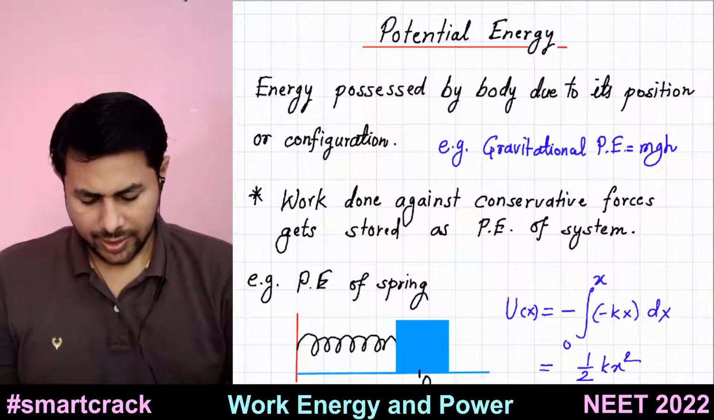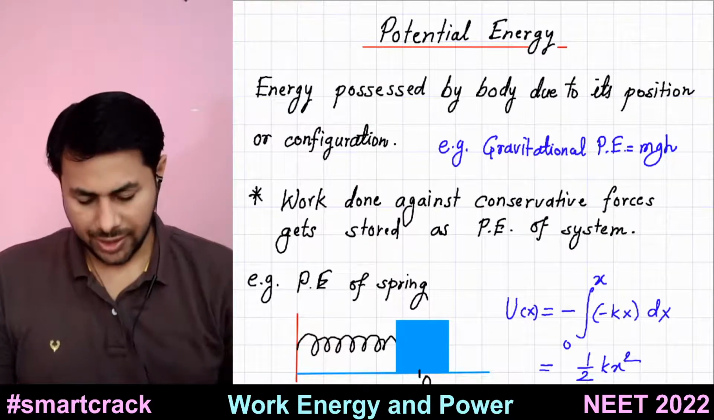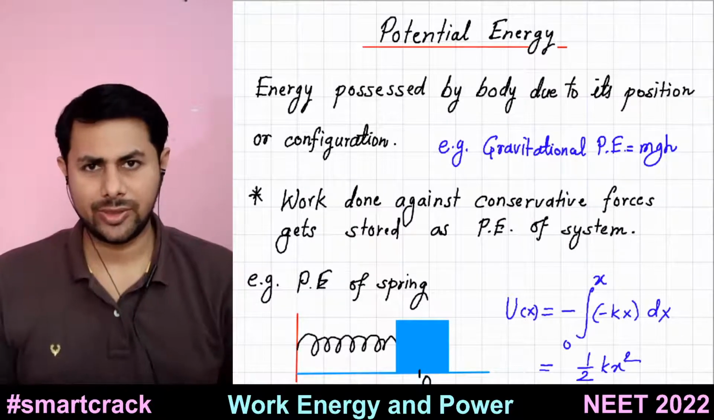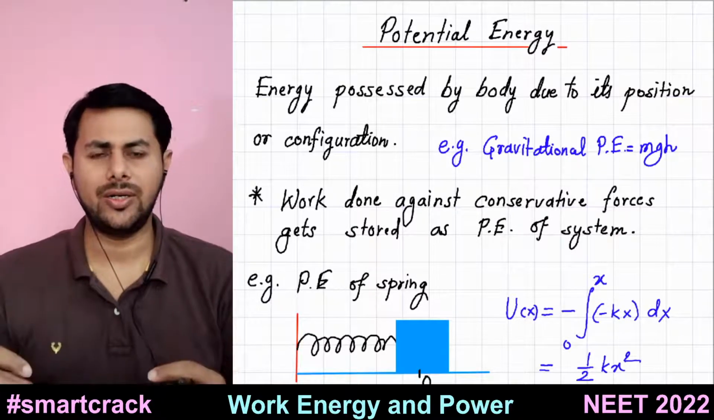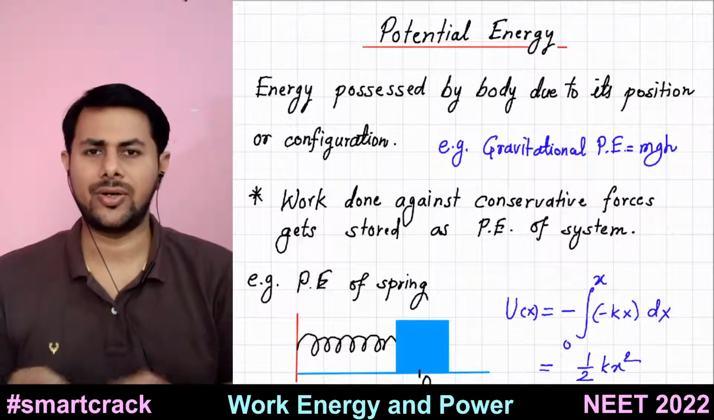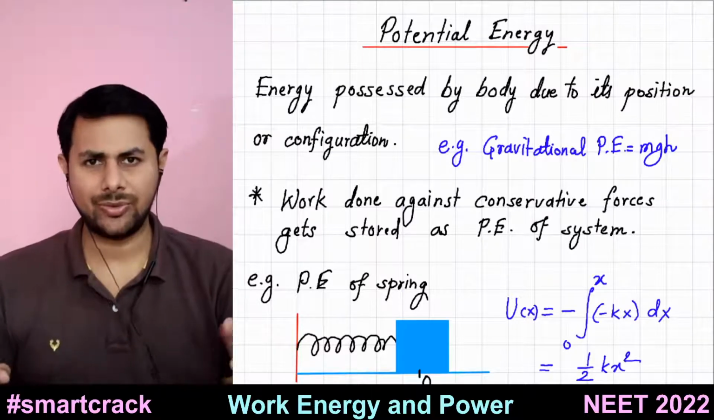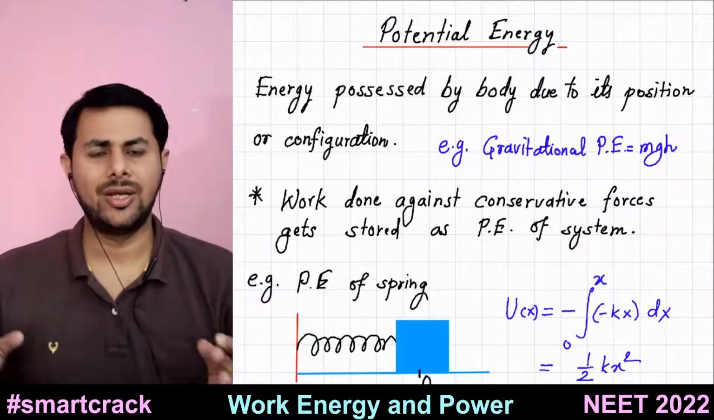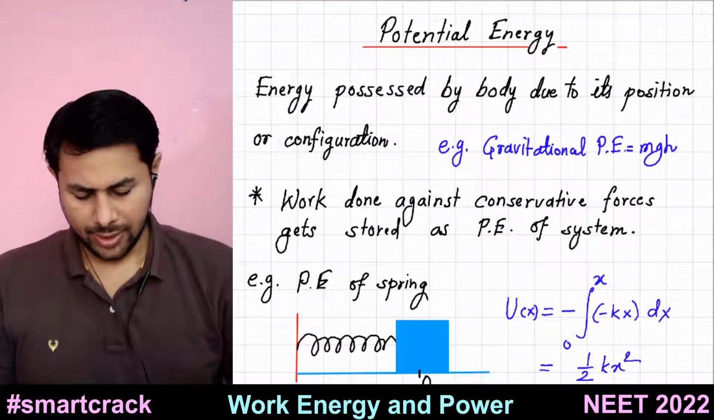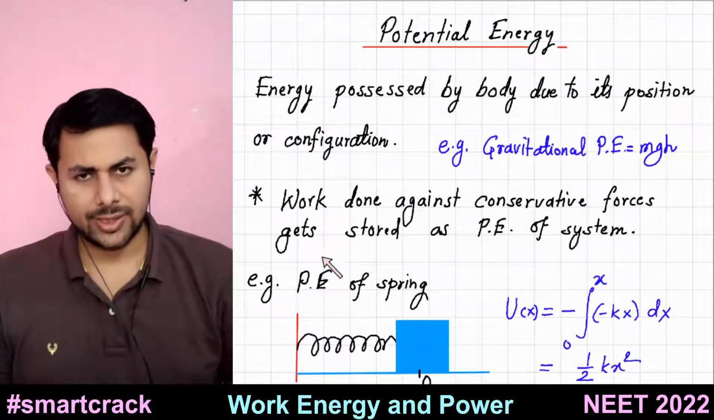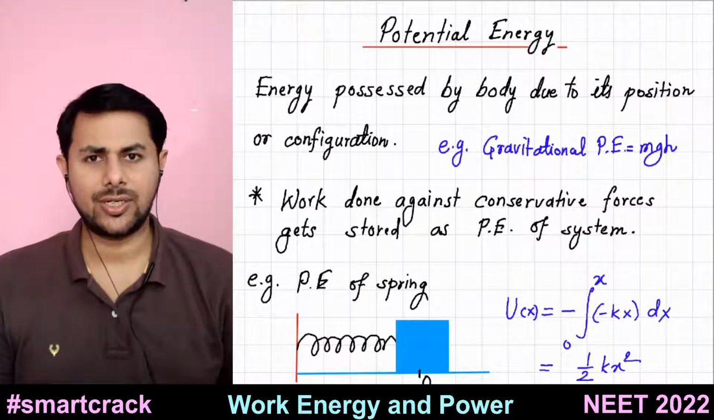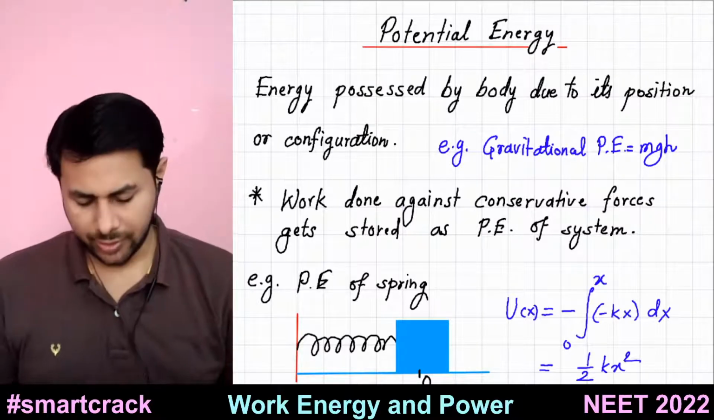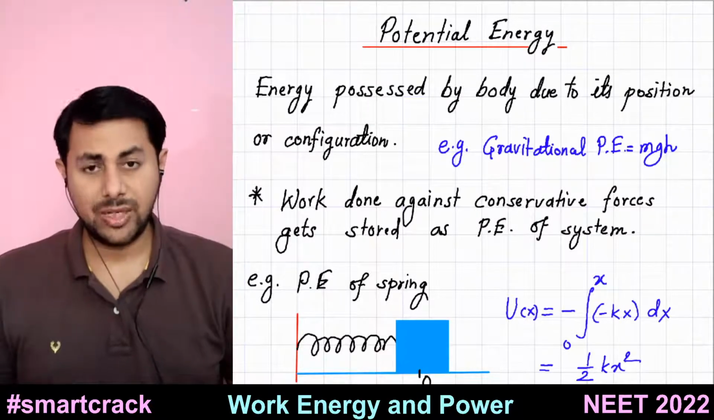So this is another definition of potential energy, work done against the conservative force. What is a conservative force? The force for which work done does not depend on the path followed. Work done by that force or against that force, if it doesn't depend on the path followed, is known as a conservative force. Work done against such a force gets stored as potential energy of the system. For example, gravitational force, electrostatic force, and the spring force.